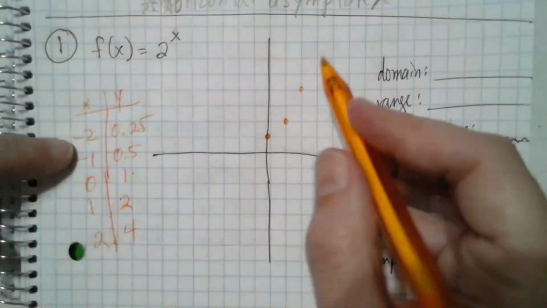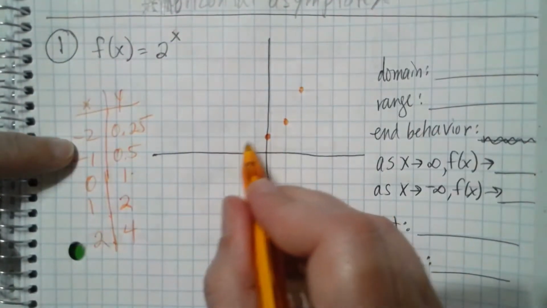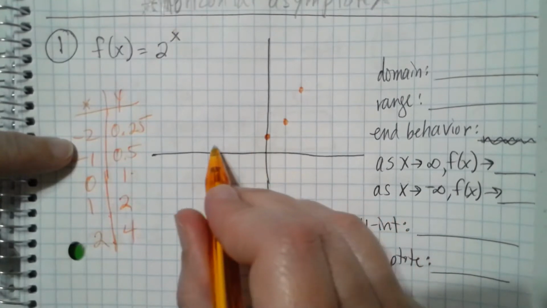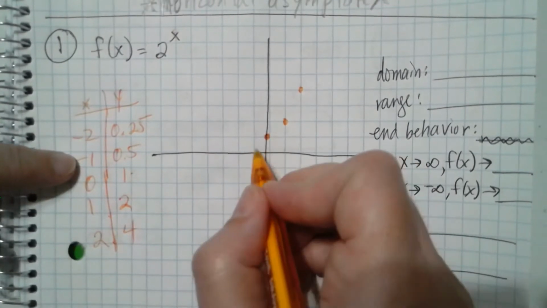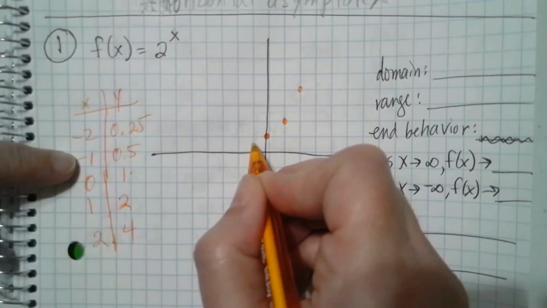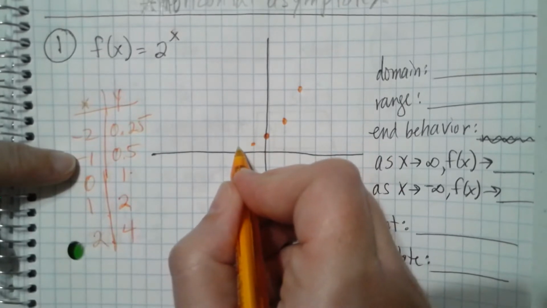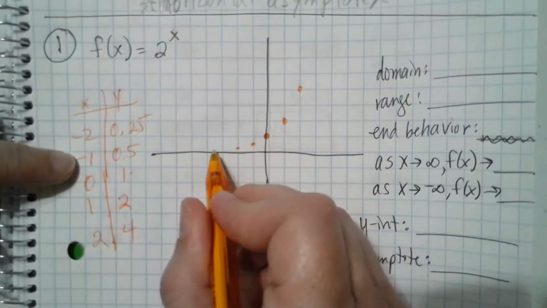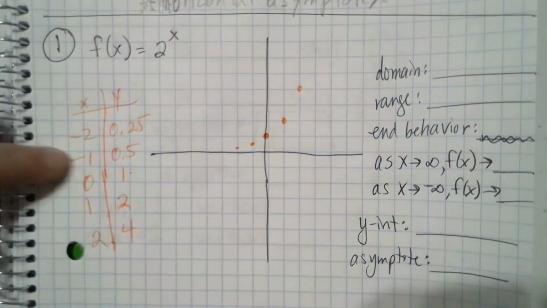Okay, and then as I come back this direction, my line is going to get closer and closer to 0. -1 is at a half, -2 is at a quarter, and it's going to keep getting closer and closer to that line, but it's never actually going to touch it.